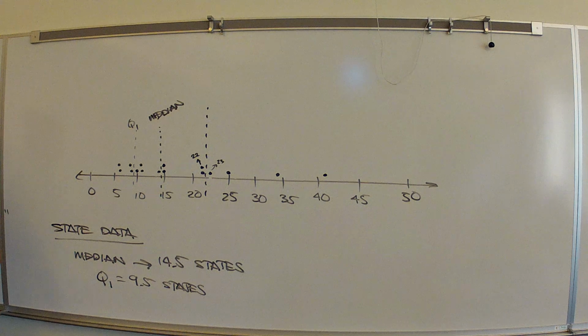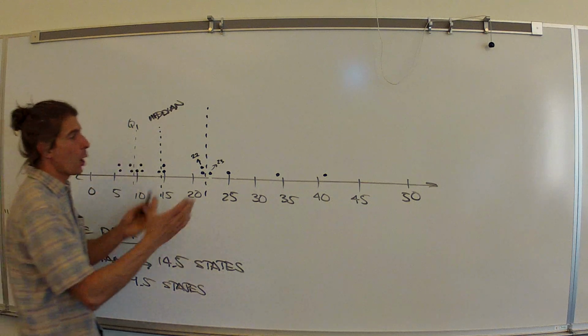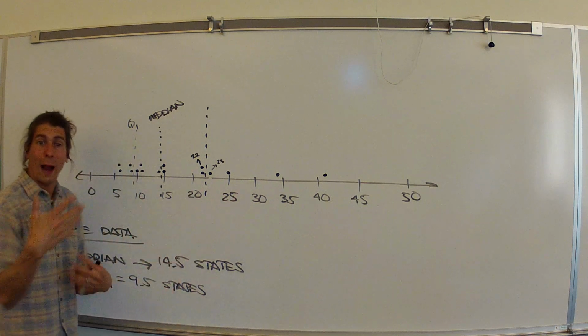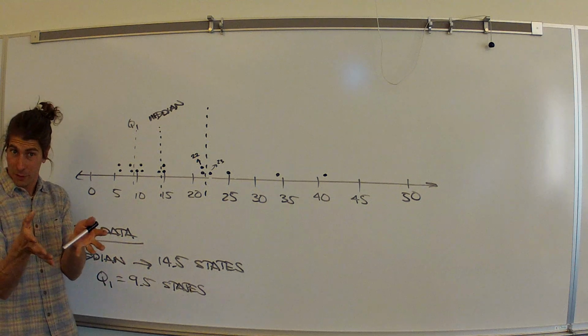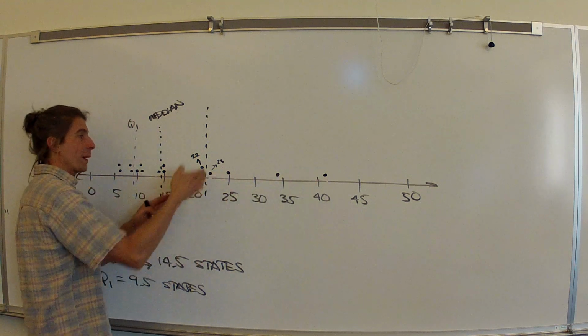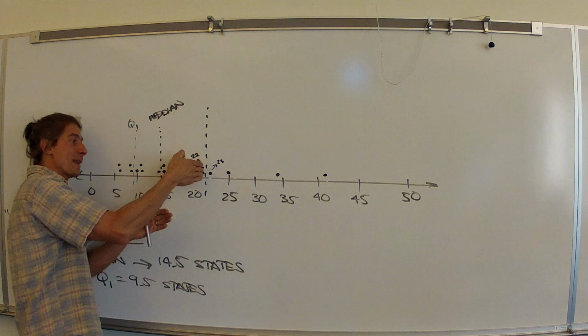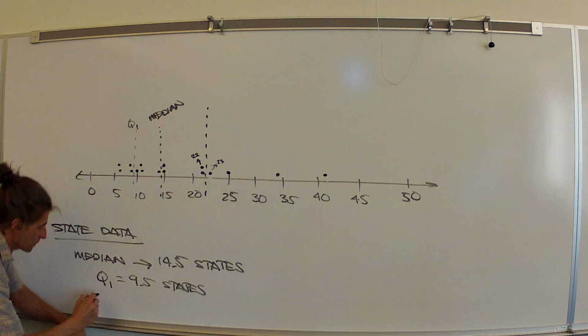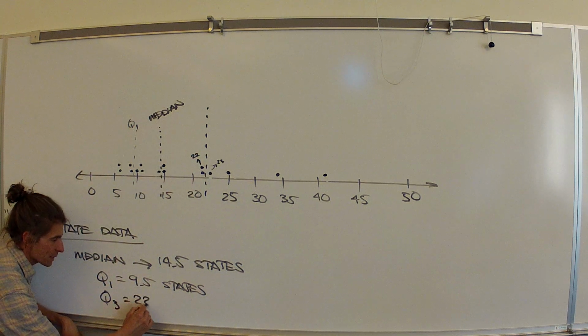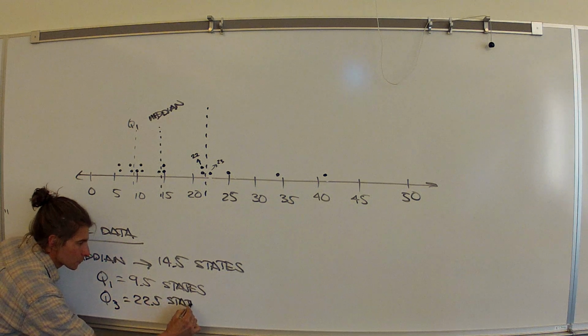Wait, where did you start counting? I started from the top this time, Haley. I said, okay, come down 4, because 4 out of 16 is 25%. Fair enough? So I go 1, 2, 3, 4. Divide between that one and the next one down, which is 22, which means my upper quartile is going to be 22 and a half states.